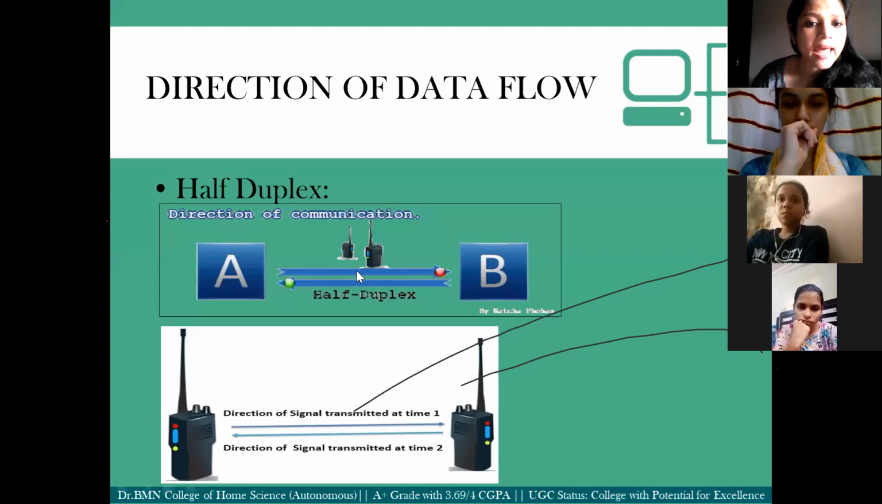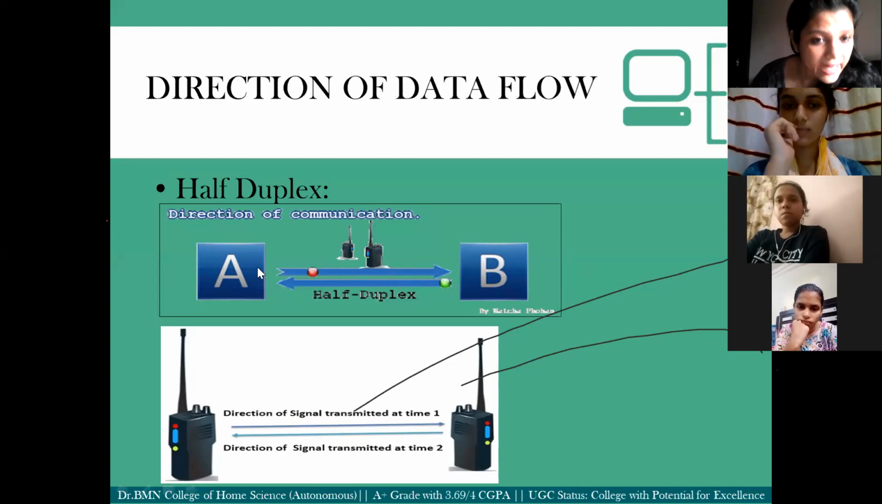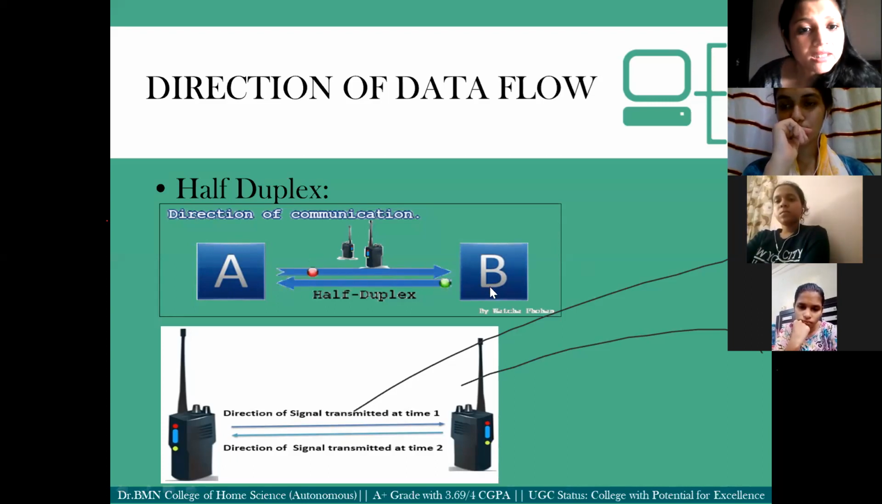The blue arrows, can you see between A and B? This is nothing but the channel, a link which is connecting A and B. Now when A is transmitting data to B, the entire capacity of the channel is utilized by A. When B is transmitting data to A, the entire channel capacity is utilized by B. Correct? This is half duplex. I hope you all have understood.